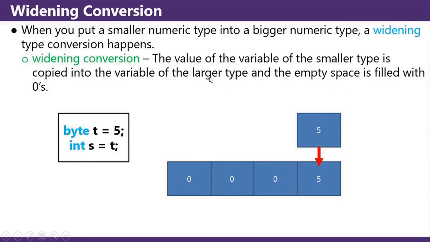And here, this is illustrating you have a byte variable of 5, and then copying that byte variable into an int variable. An int is 4 times the size of a byte, so the byte's copied into the int's first slot, and then the rest of the space is filled with zeros.